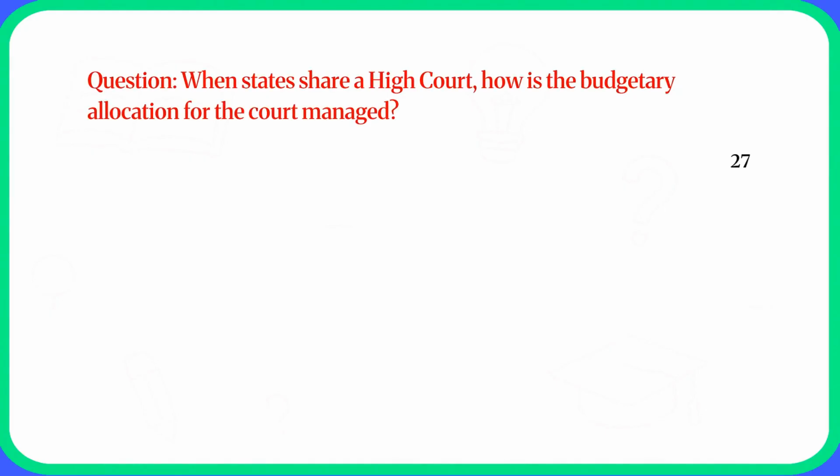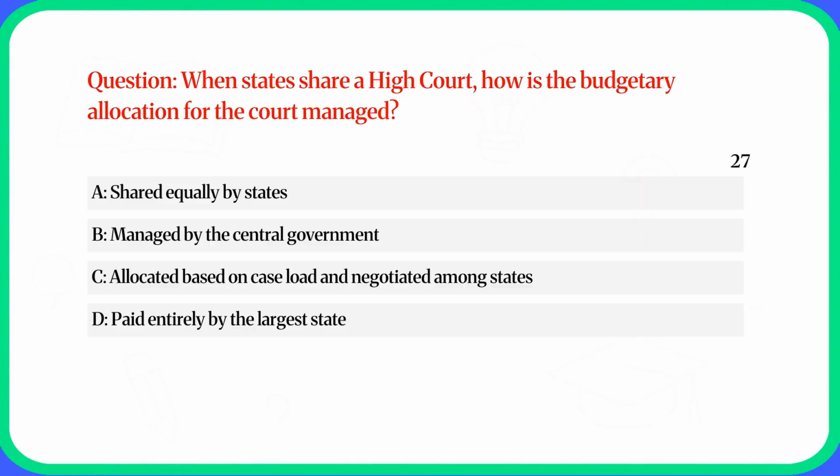Question: when states share a High Court, how is the budgetary allocation for the court managed? Answer: C. Allocated based on case load and negotiated among states.